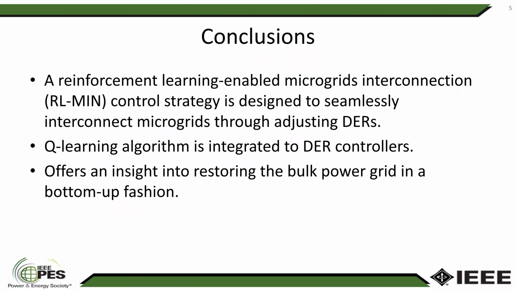So here is our conclusion. We propose a reinforcement learning enabled microgrid interconnection method to seamlessly interconnect microgrids by adjusting the output of DERs. More specifically, we use the Q-learning method to enable the DER controller with learning capability. This method can also be used to restore the bulk power system in a bottom-up fashion in the future.